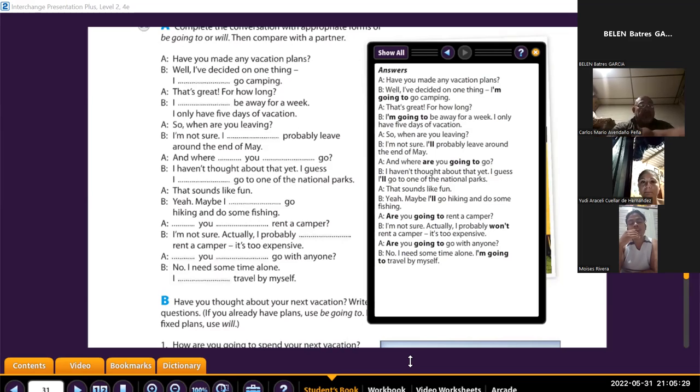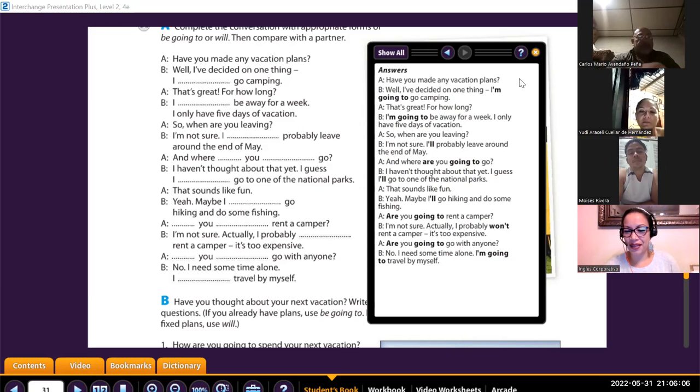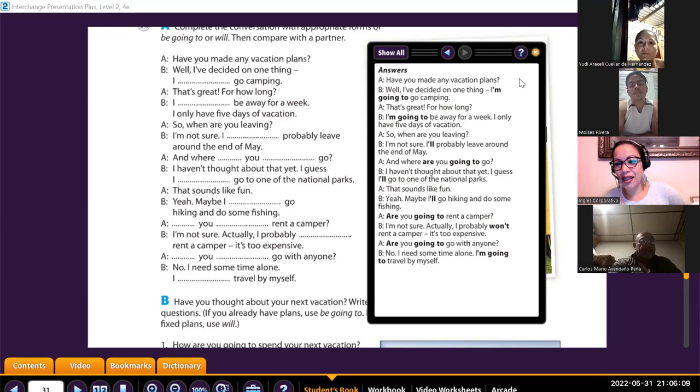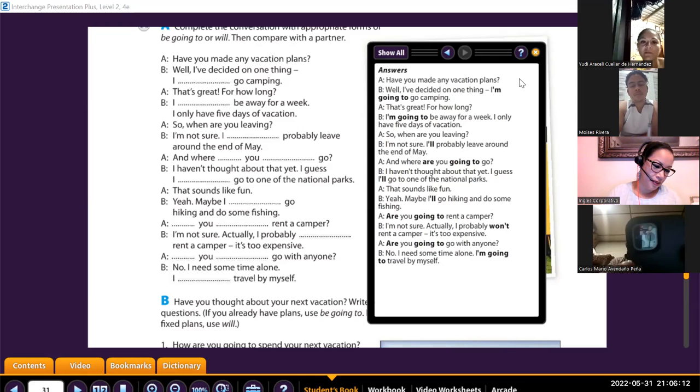That sounds like fun. Yeah, maybe I'll go hiking and do some fishing. Are you going to rent a camper? I'm not sure. Actually, I probably won't rent a camper. It's too expensive. Are you going to go with anyone? No, I need some time alone. I'm going to travel by myself. All right. Thank you so much. Excellent job. You did it very, very good. Thank you, Judy and Moises. You can start, Judy.